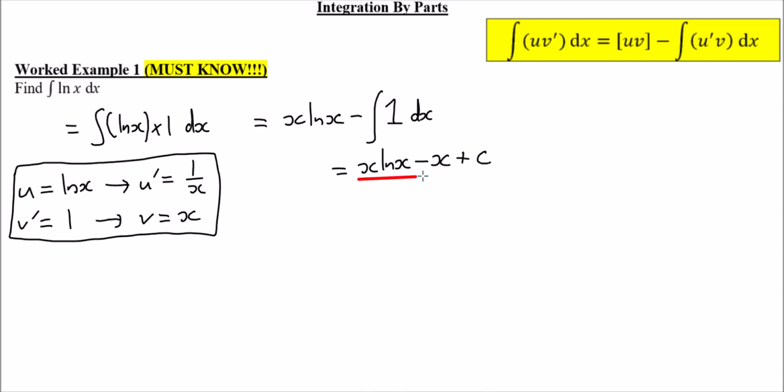So that's a very easy integration by parts example, but the clue here is that to integrate ln x, we need to write it as ln x multiplied by 1. So to consider it as a product of a natural log and just the unit constant 1.